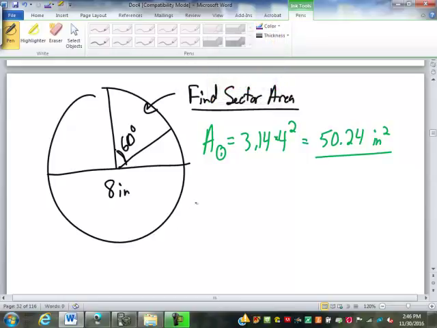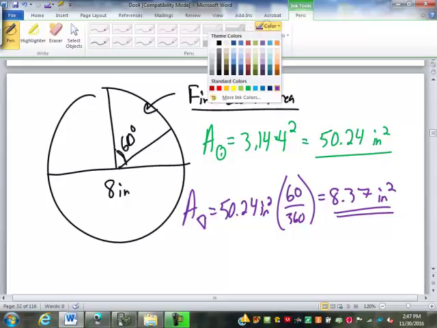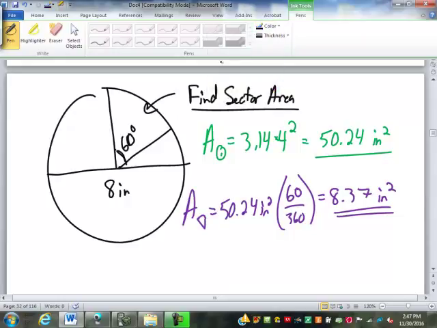For the sector area, it's 50.24 inches squared times 60 over 360, which is going to give us what? 8.37 about inches squared. How many of you got that one? Good deal, much better. Okay, so we can find the area of a sector.